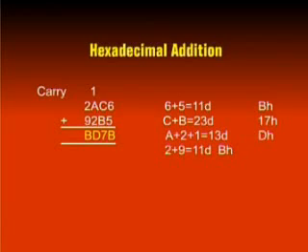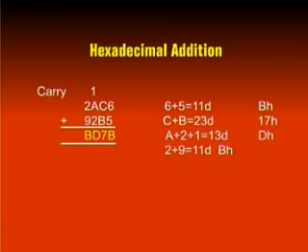Let's add the two hexadecimal numbers C and B. C is equal to 12 in decimal, and B is equal to 11 in decimal. So the sum of C and B is equal to 23 in decimal. The hexadecimal equivalent of 23 is 17. So basically it's a 2-digit number. The sum is 7 and the carry is 1.